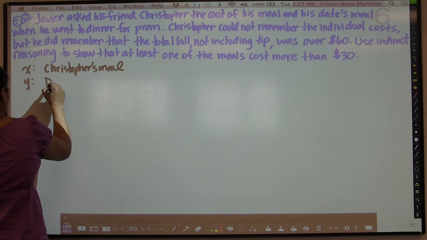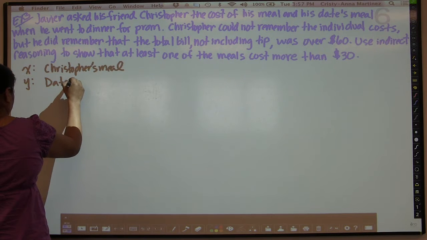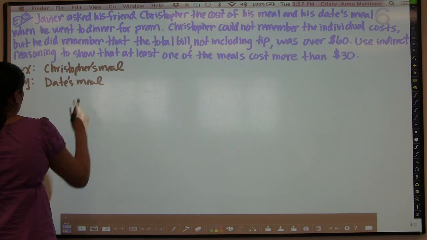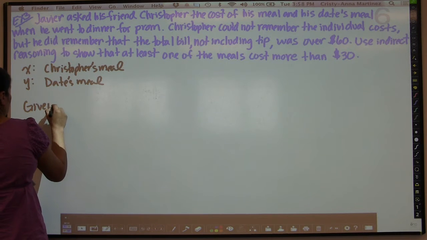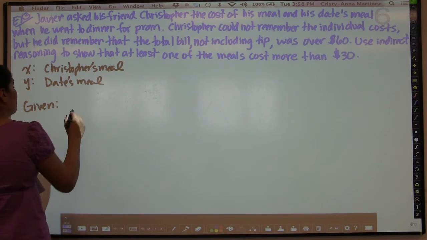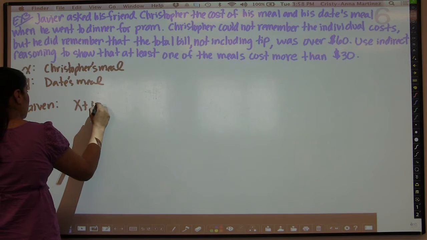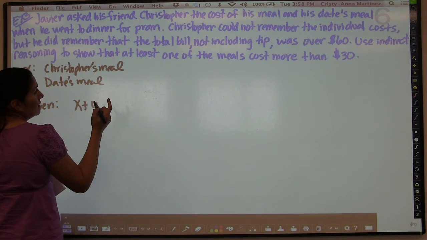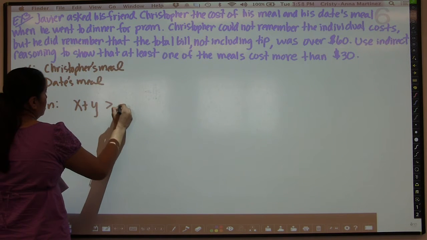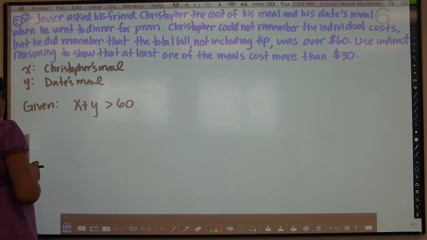And Y is going to represent his date's meal, which we also don't know the price of. But what we do know, the given, is that the combination of the meals together, so the cost of X plus the cost of Y, was over $60, so greater than 60.